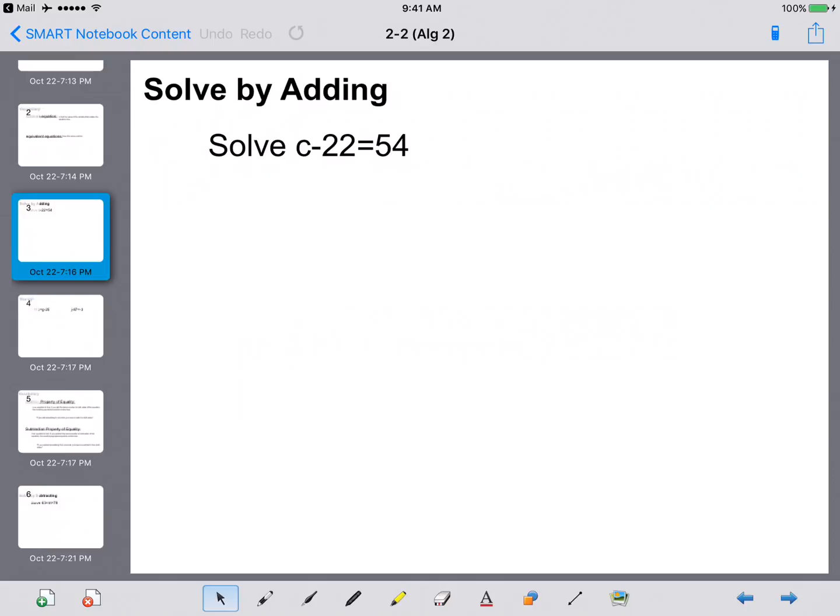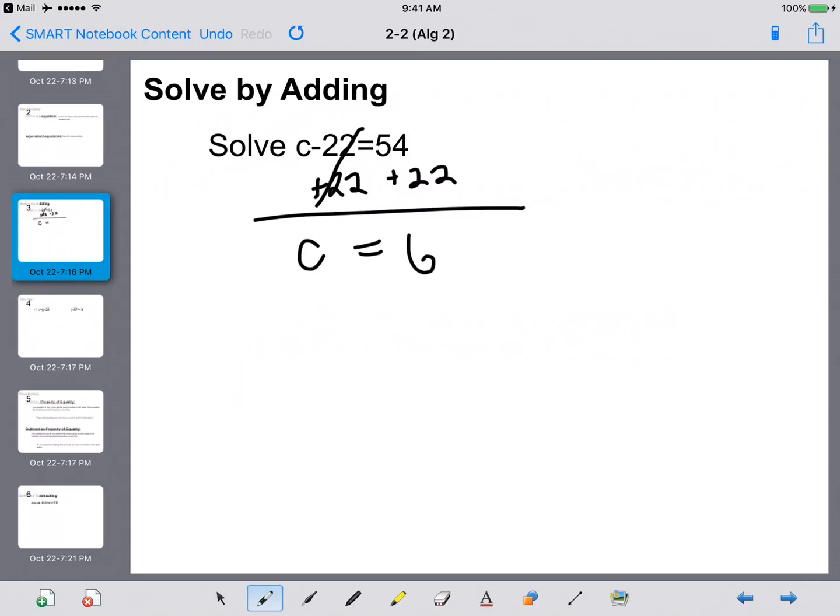So we need to solve c minus 22 equals 54. When you're solving, you want to get the variable all by itself. So you've got a c with a minus 22 connected to it. To undo the minus 22, we're going to add 22. What you do to one side of the equal sign, you do to the other. And we get c, those canceled out, equals 54 plus 22 gets us 76. And so our answer is c equals 76.